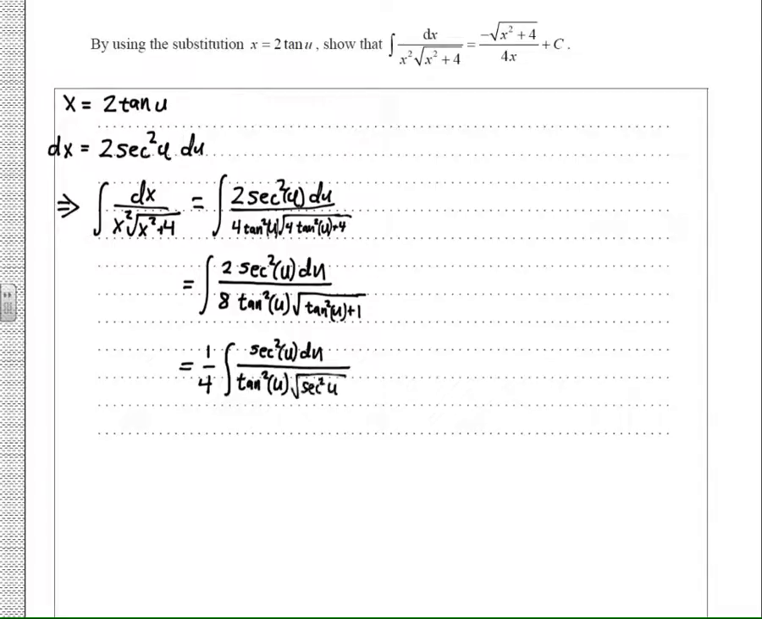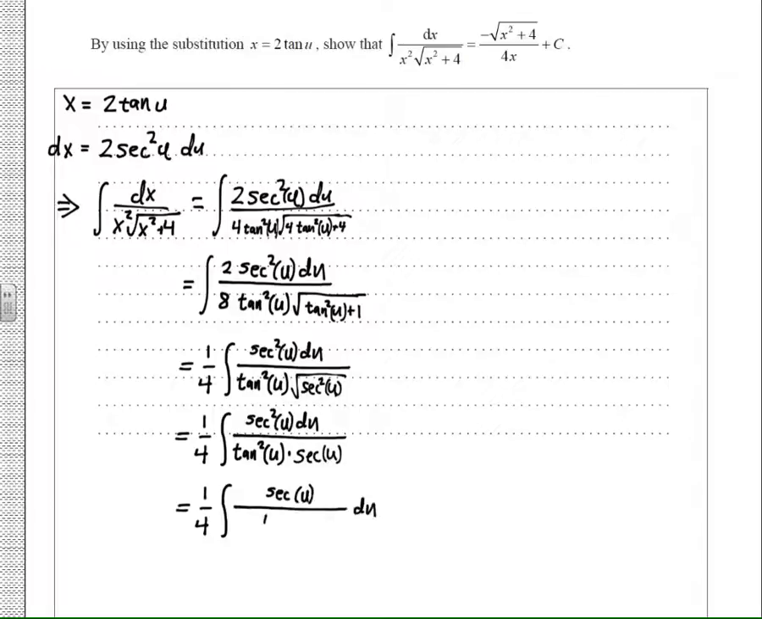And then I remember my identity, which is tangent squared plus 1 is equal to the secant squared of an angle. That's good news, because that enables me to take the square root of a perfect square. And I can divide common factors, and I'm left with this. As it stands, I still haven't gotten something that's easy per se, but I think I have more of a sense of direction of how to integrate this than I would the original expression.